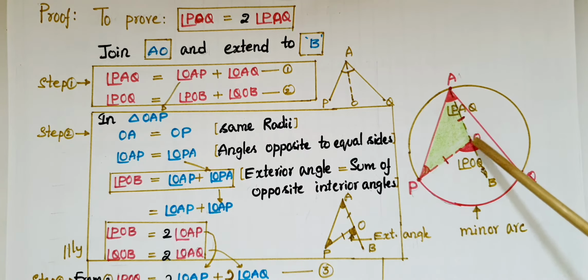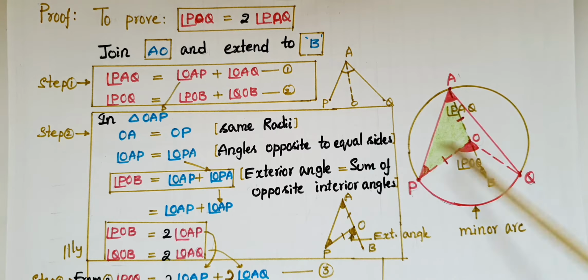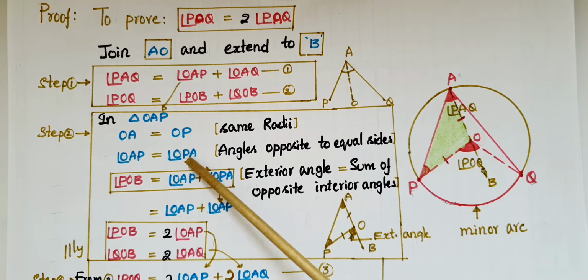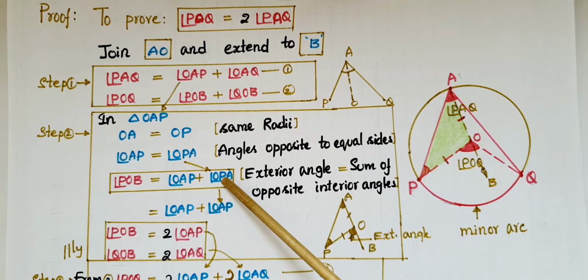And angle POB, see here in this figure, is the exterior angle of this triangle. So we know that the exterior angle is equal to the sum of the opposite interior angles. Here the opposite interior angles of this exterior angle are these two angles. Therefore angle POB is equal to angle OAP plus angle OPA. And angle OAP is equal to angle OPA, so instead of angle OPA we can write angle OAP. Therefore angle POB is equal to twice angle OAP.